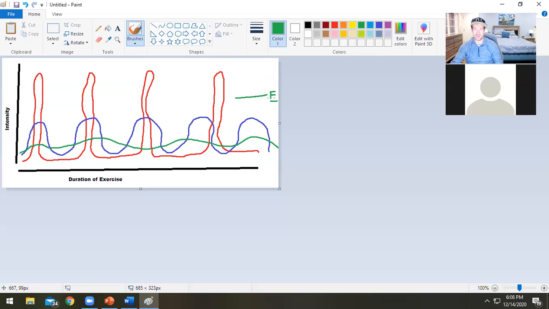There's your endurance routine, right? And then I would say the blue would be like hypertrophy. And then I would say the red would be like max strength, right? All right, now that we drew a weird chart for the second time today, let's go ahead and get back into the PowerPoint.